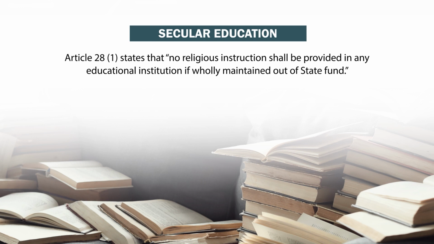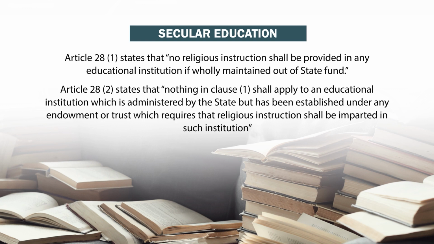Then you have Article 28 Part 1, or we call it 28(1), which states that no religious instruction shall be provided in any educational institution wholly maintained out of the state funds. Article 28 Part 2 states that nothing in Clause 1 shall apply to an educational institution which is administered by the state but has been established under any endowment or trust which requires that religious instruction shall be imparted in such an institution.